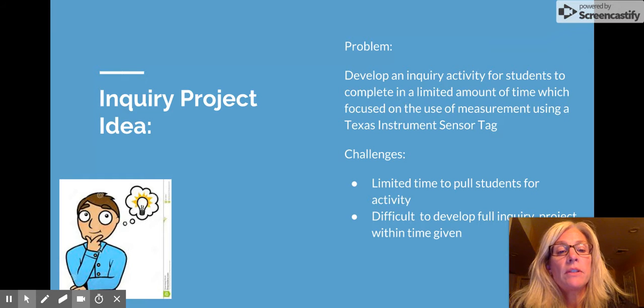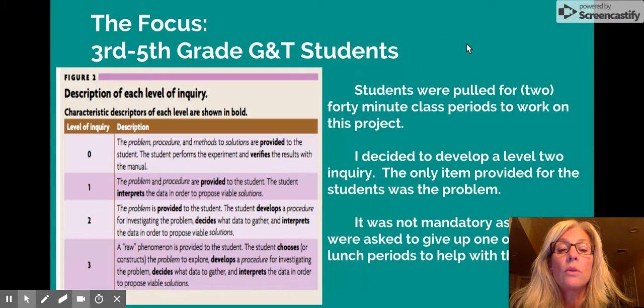The problem that I had with developing an inquiry for my students was the limited time that I had to come up with this project. I went through all of the websites that we had for the class, and I couldn't find one that could be fully developed within the time constraints that I had. So I decided to focus my attention on my 3rd through 5th grade G&T students and use level 2 inquiry. I asked them if they wouldn't mind giving up one of their class periods so I could devote 2 class periods to this inquiry, and they said that they wouldn't mind doing that.